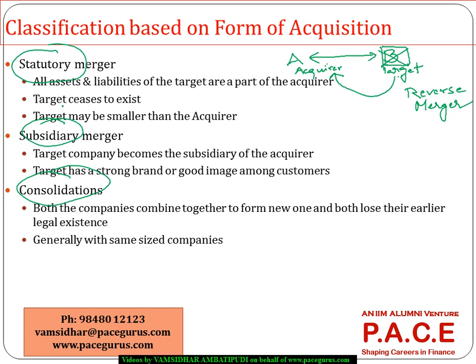Now, the next form, which is a subsidiary merger. If A and B have got into a subsidiary merger, then both of them, A and B, exist. But B exists as a subsidiary of A, meaning the branding and everything of B will still remain. So B does not go out of existence. It exists as a legal entity.